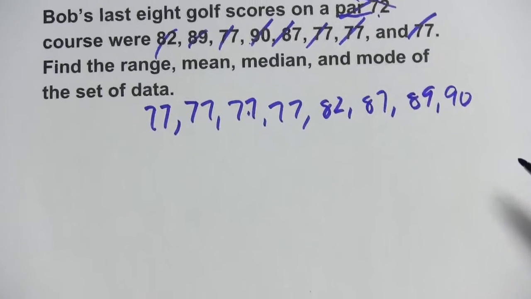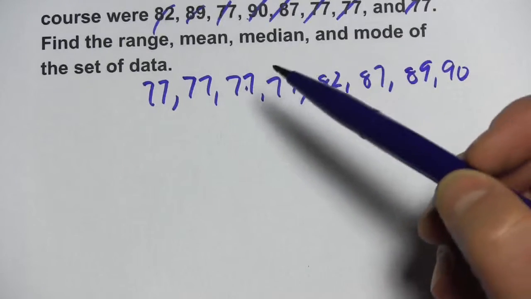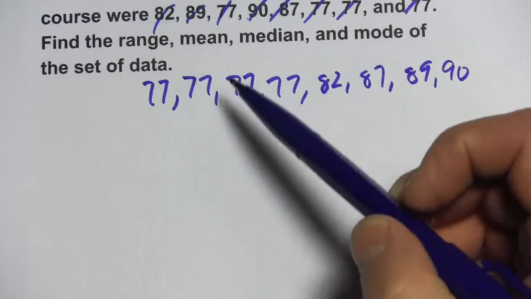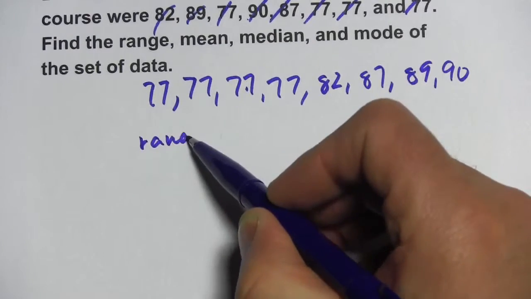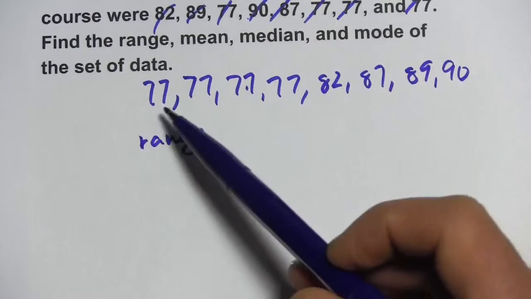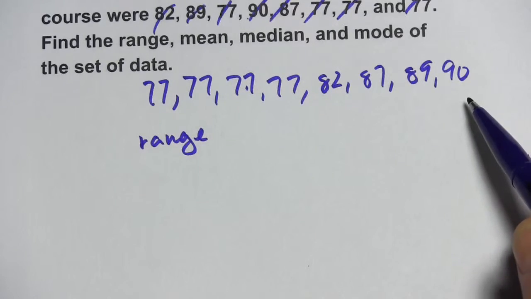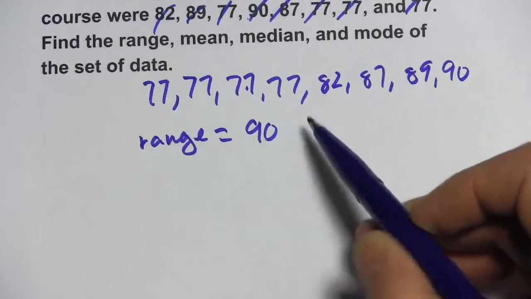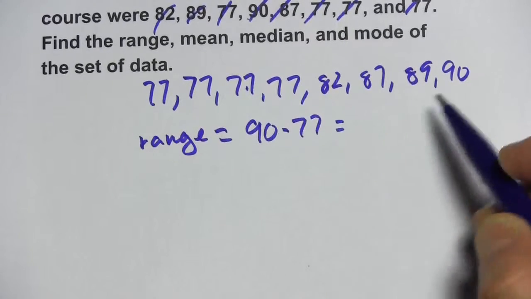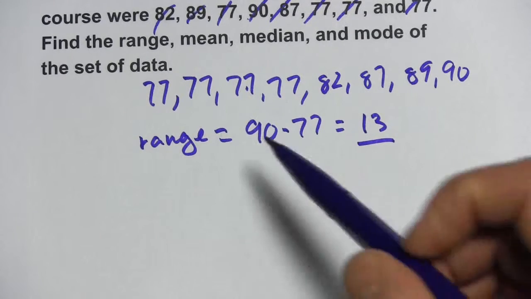And now we need to find these 4 things. The only one that's actually a little bit hard is the mean. You actually have to do some work for that. The rest of them are pretty simple. Let's start with the range. The range is just the difference between the highest value and the lowest value. So to get the range, I would take the highest value, 90, minus the lowest value, 77, and I would get 13. So that's our range.